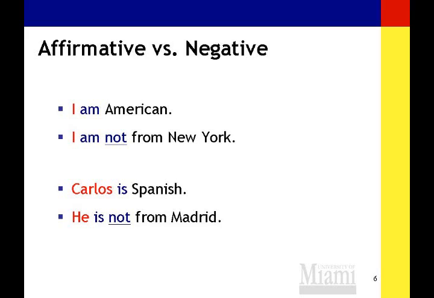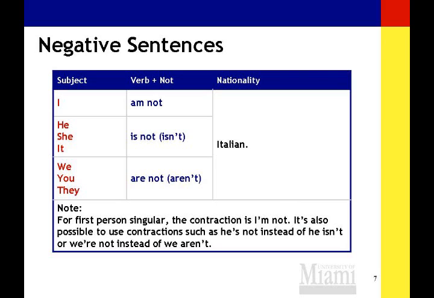Let's compare affirmative and negative sentences for a second. I am American, or I am not from New York. Carlos is Spanish, and he is not from Madrid. We simply need to add the word not. Wasn't that easy? Okay, so to make negative sentences, all we have to do is add the word not.